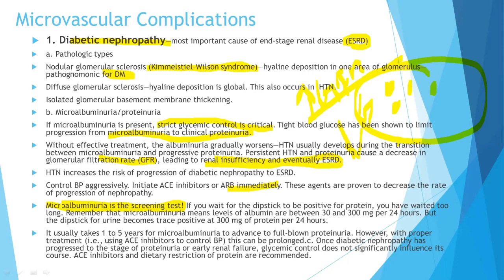So microalbuminuria, we need to monitor, we need to screen at every visit of the patient. It usually takes 1 to 5 years for microalbuminuria to advance to full-blown proteinuria. However, with proper treatment, that is ACE inhibitors to control the BP, this can be prolonged. Now, once the diabetic nephropathy has progressed to the stage of proteinuria or early renal failure, glycemic control does not significantly influence its course. So ACE inhibitors and dietary restriction of protein are recommended in such cases.